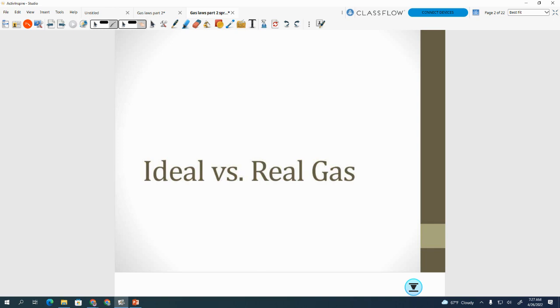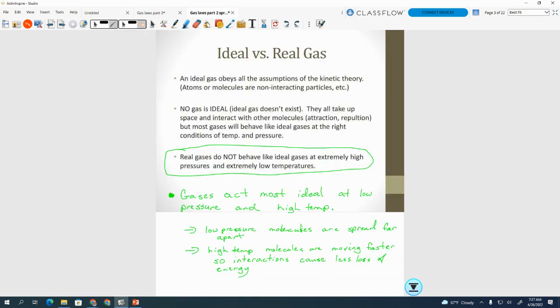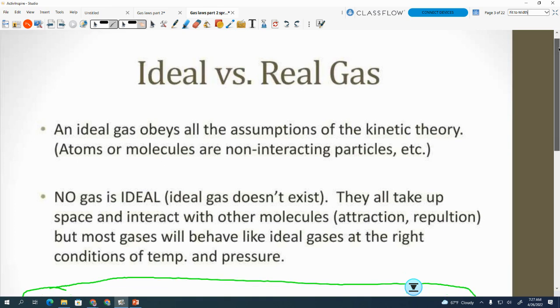The only time we have to really start thinking about real gases, where we have to take into account pressure and volume changes for a gas, is when we're looking at a gas that has a higher molar mass and things like that. So let me do this. These are some things that we need to know.